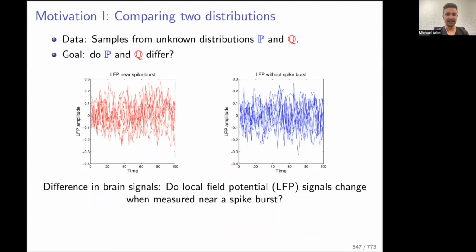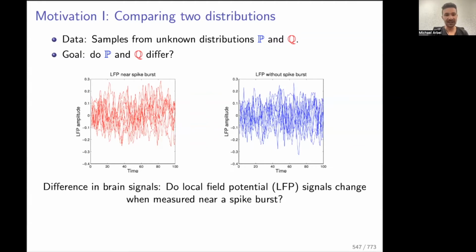For instance, here, the local field potential. One might be interested in measuring these local field potentials under different experimental conditions. One setting would be when there is a spike burst. A question would be to understand whether these spike bursts have an effect on the local field potential that we can measure. To do that, we can have an experiment where we measure these field potentials under two different conditions, whether there is a spike burst or not, and we'd like to compare them.